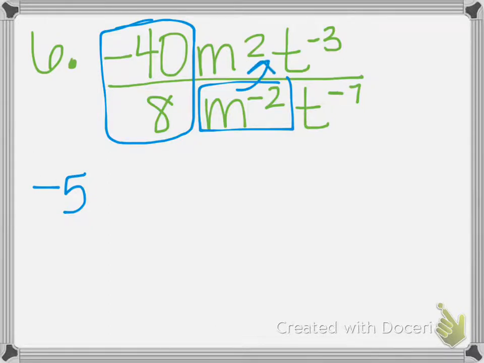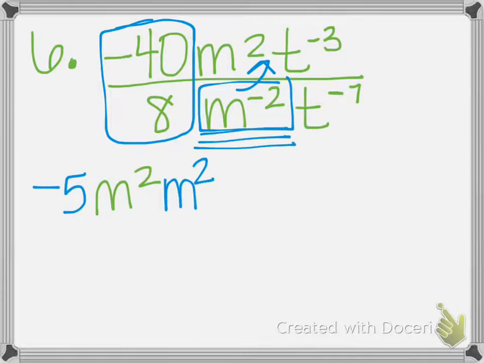So I have the original m to the second power that was already there. And now I also have added to it m to another second power because I have moved this m up. Now, okay, I'm done with my m's at this point. I'm going to look at my t's.